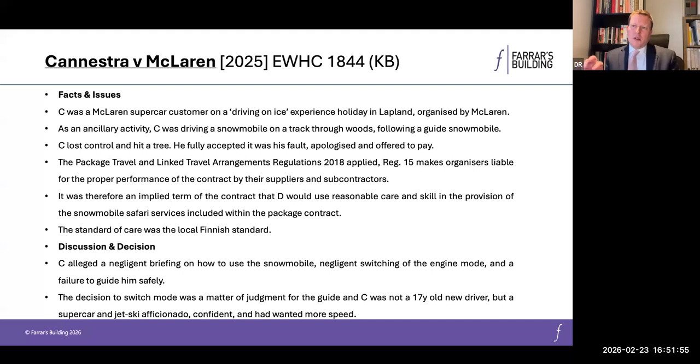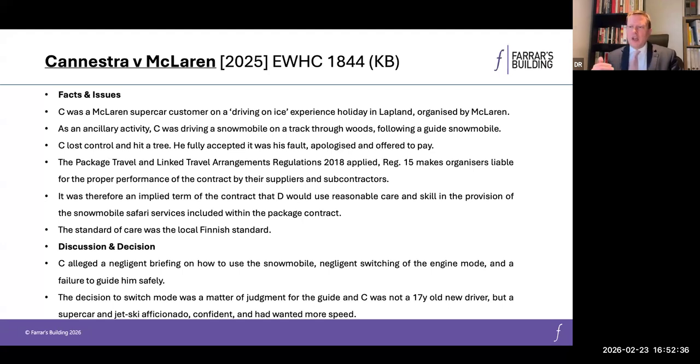The claim later emerged, after presumably he'd got into contact with lawyers, relied on the package travel and linked travel arrangements regulations. And they applied to the contract between McLaren and this gentleman because Regulation 15 of those regulations makes an organizer liable for the proper performance of the contract by their suppliers. So it was an implied term in the contract between the claimant and McLaren that the defendant would exercise reasonable care and skill in providing the snowmobile safari.